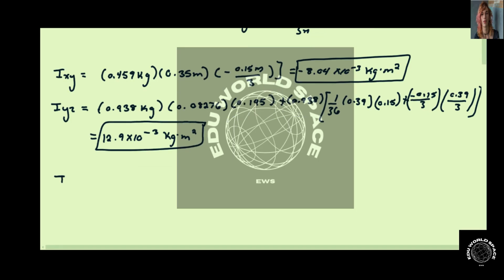And now we have the inertia about z, x. And it's going to be 2.143 kilograms times 0.175 meters and 0.195 meters.